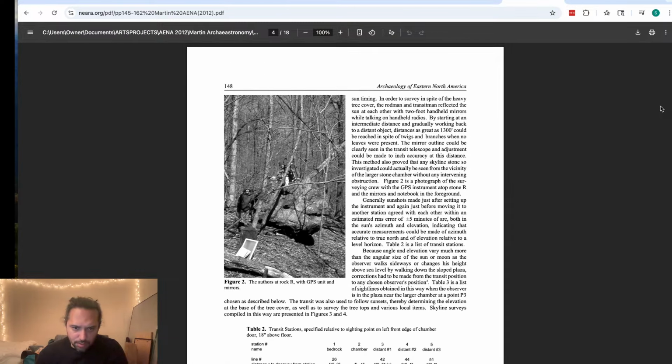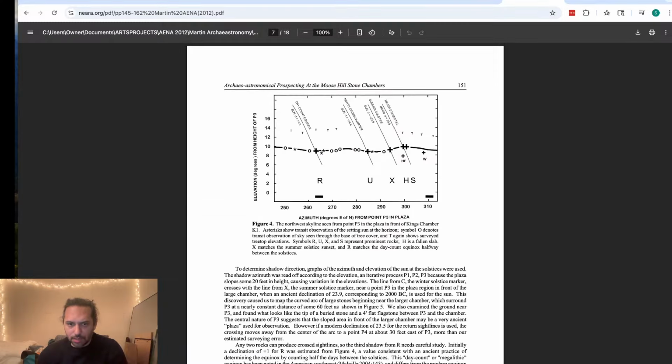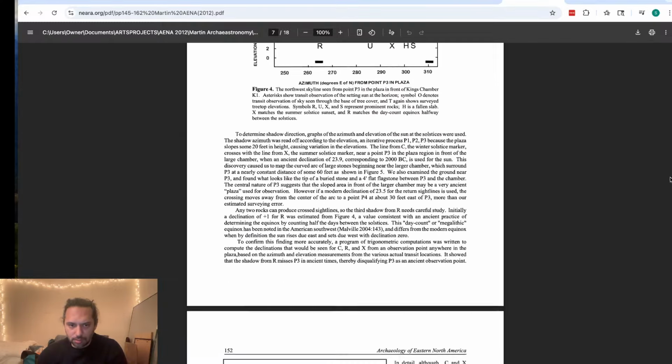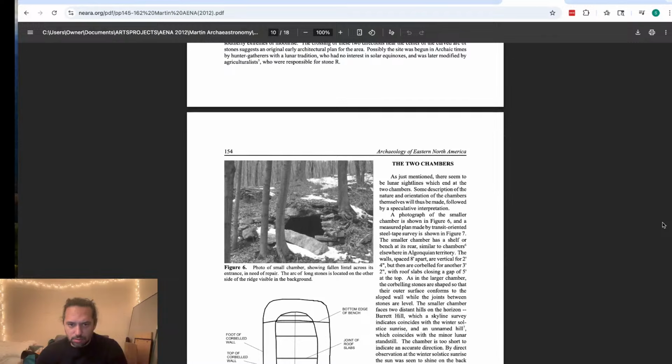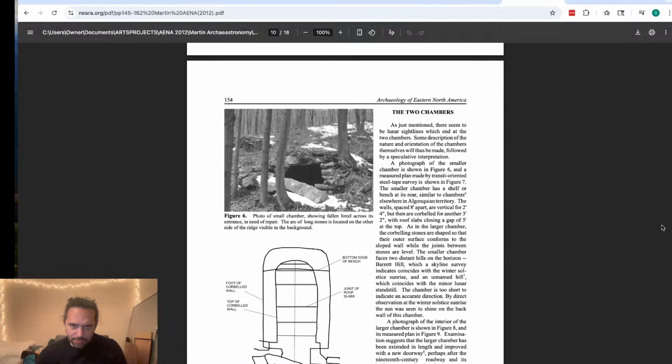This is pretty interesting, I will say. I mean, he's basically going along and looking at the solstice and the equinoxes and lining them up with rocks in the woods. And this is the two chambers.